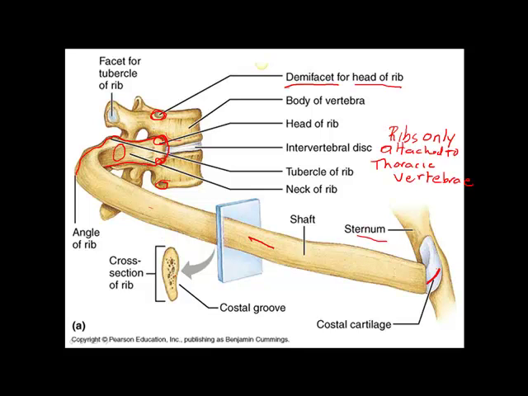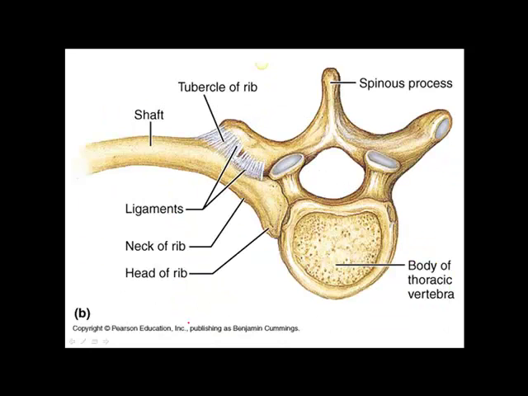Okay, here's a cross section of the rib. This is called the angle of the rib over here. This is the neck of the rib here. This is the head of the rib here. Head, neck, angle, body, shaft, body, whatever. Okay, not too difficult. There is a groove on the inside of the rib right here. This is for a vein, artery, and nerve, and you'll see that very obviously on your bones.